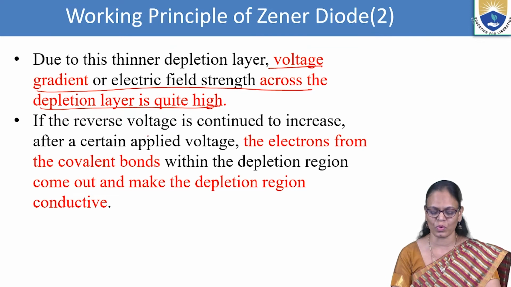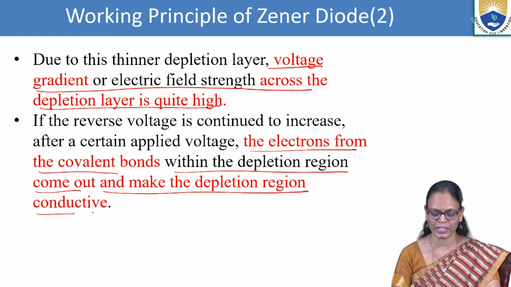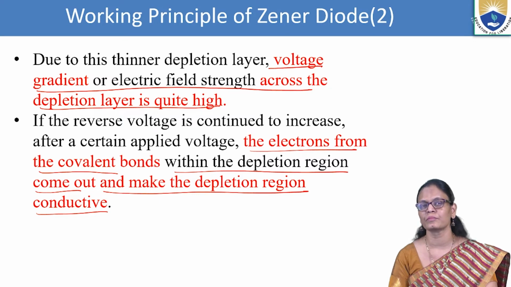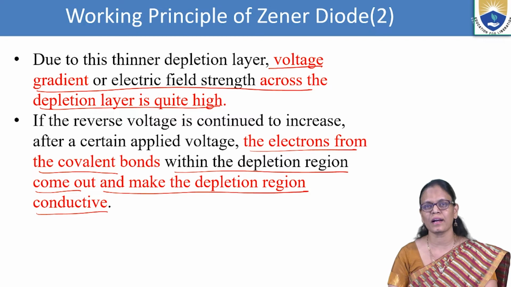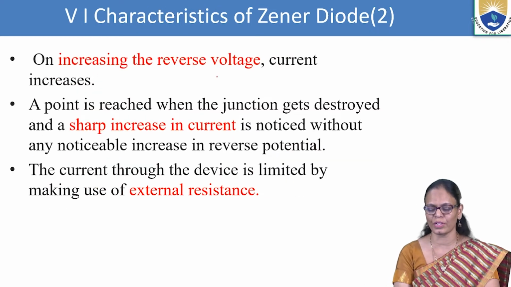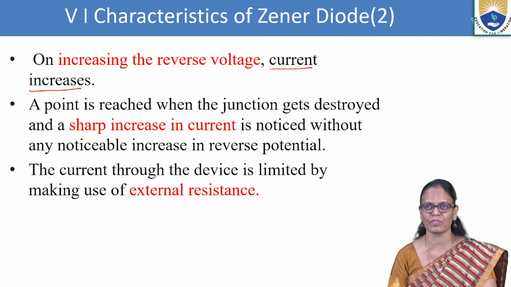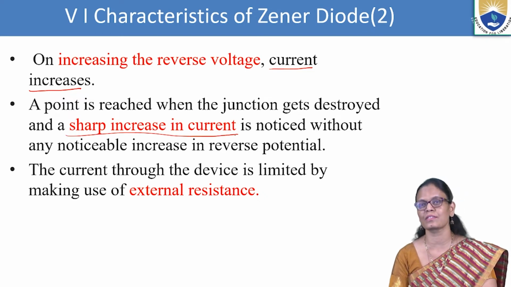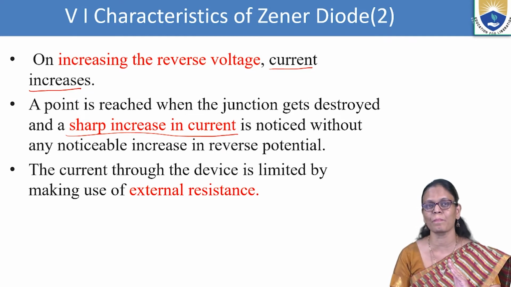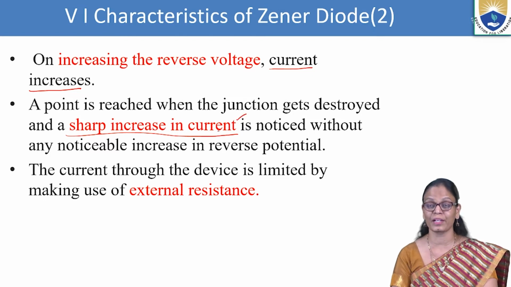Now, as you increase the reverse voltage, after a certain applied voltage, the electrons from the covalent bonds within the depletion layer come out and make the depletion region conductive. So as we increase the reverse voltage, what happens? The electrons from the depletion layer, which are already forming the covalent bonds, break and come out. And because of these free electrons, the region starts conducting. So on increasing the reverse voltage, the current starts increasing because there are more and more free electrons. And a point is reached when the junction gets destroyed and a sharp increase in current is noted. So when the junction is destroyed, means the barrier potential is removed, there will be a sharp increase in current.